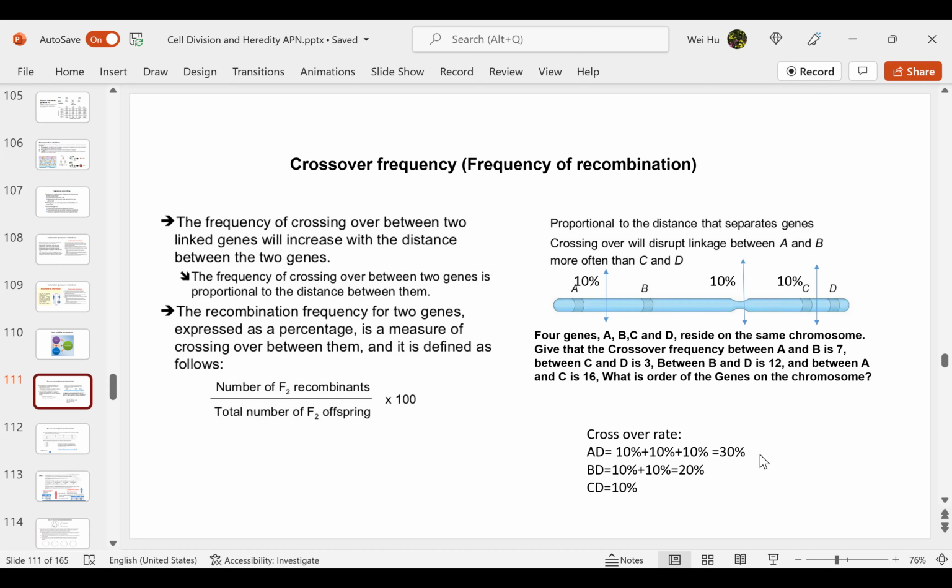So what's the conclusion you can draw from this picture? If two genes have a short distance, then the crossover rate is lower. If two genes have a large distance, then the crossover is higher. Okay, got it? If you are more distant, you have high crossover, you can cross over once and twice in different locations. If you are very close, you only have a lower chance.